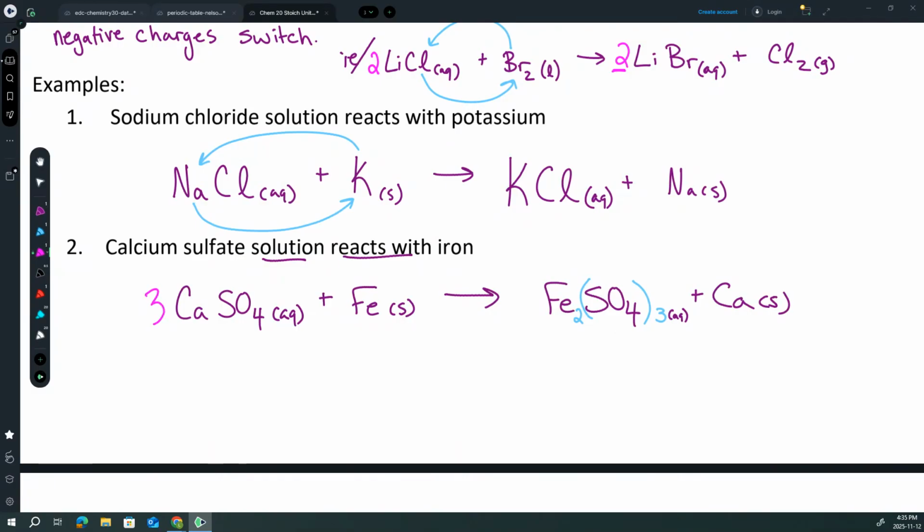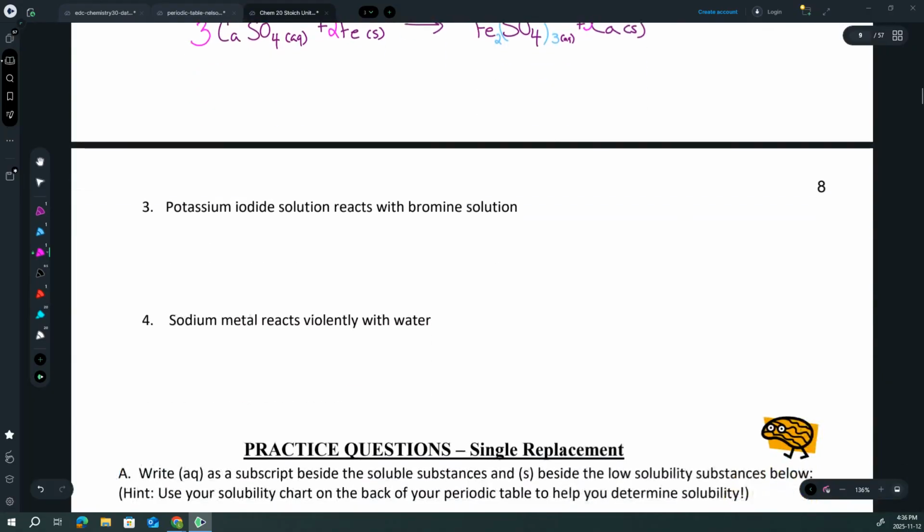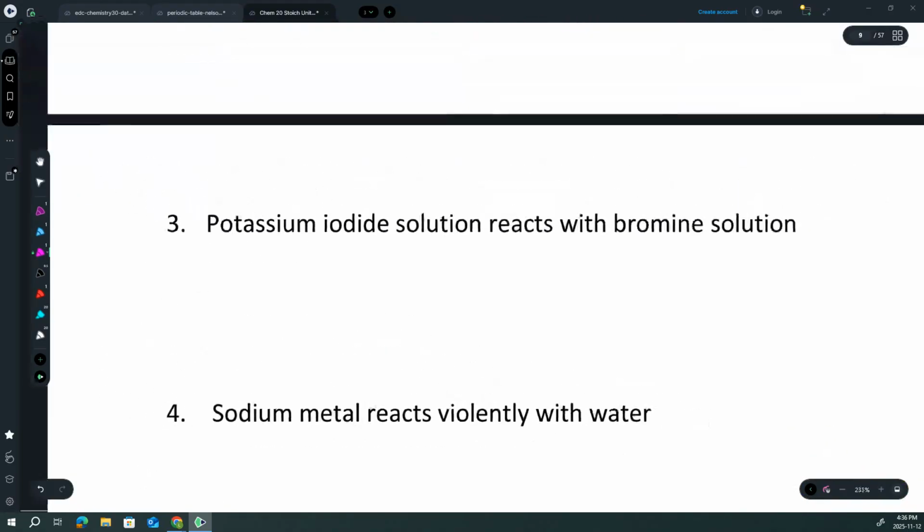So if I make the sulfates balance, so 3 coming in, 3 going out, but now our calciums aren't balanced. So the 3 didn't just affect sulfate, it also affected calcium. So we have 3 calciums coming in. Now we have 3 coming out. With iron, there's 1 coming in, but 2 coming out. So I'm going to go 2 right there. And now everything's balanced. All right, moving on here.